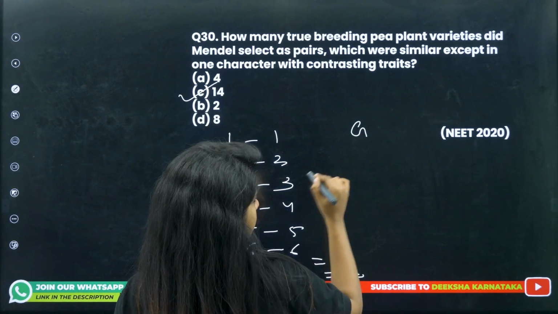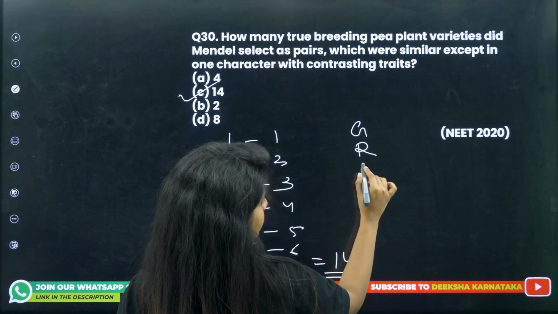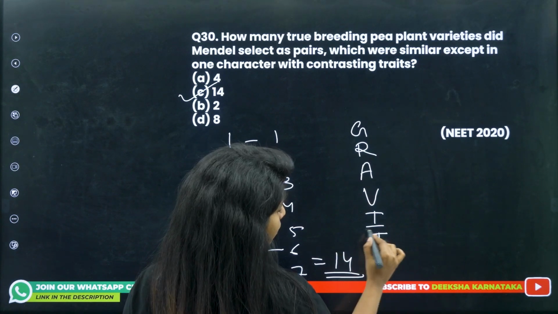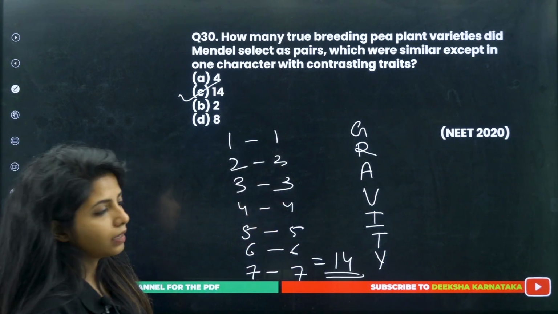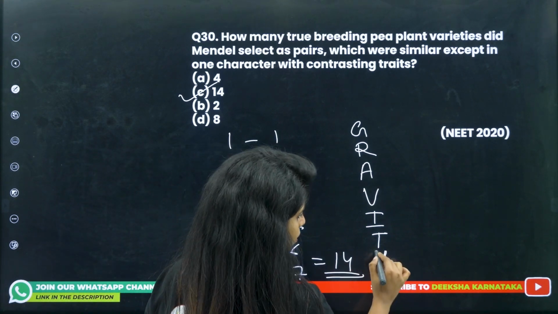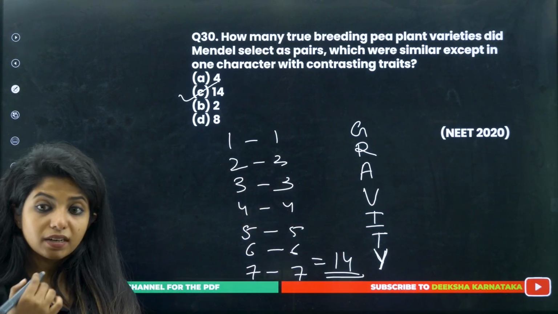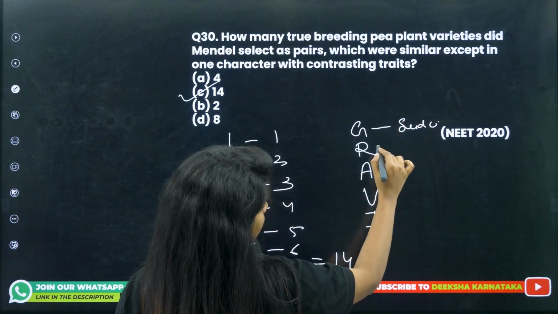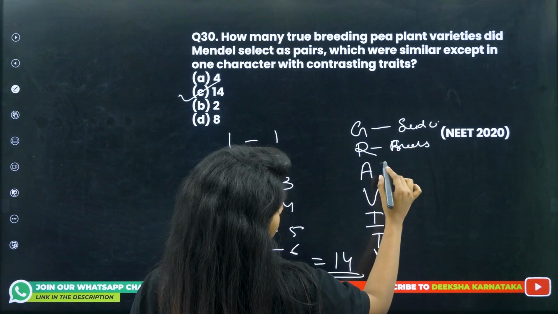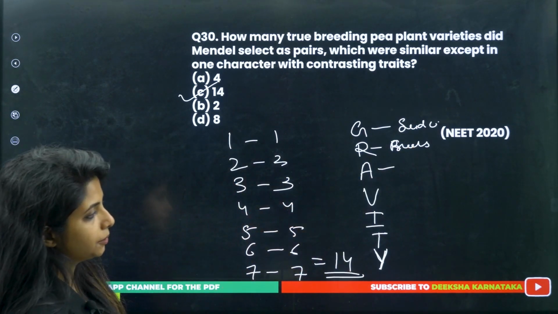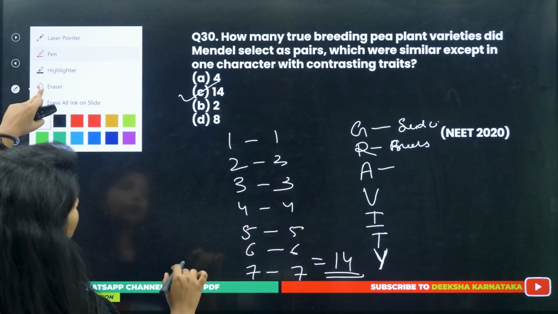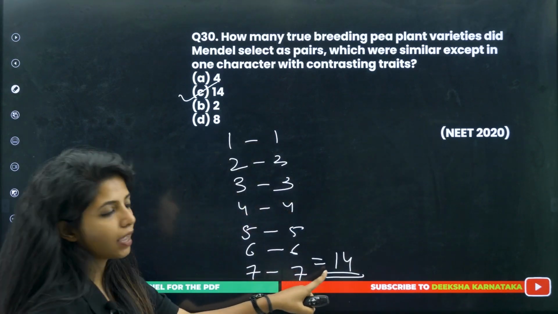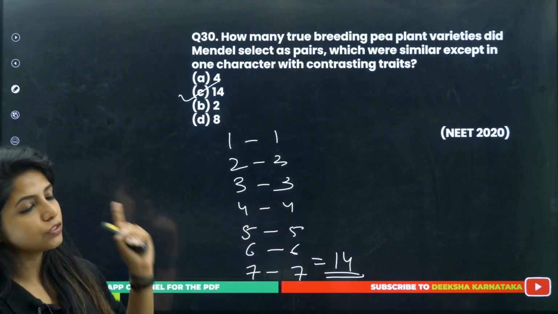You have green, round, axial, violet flowers, I for inflated, T for terminal, and Y for the color of the pod. Okay, now still I am forgetting. How can that be possible? So green is the seed color, just imagine. Okay, R is seed shape. Okay, anyways, leave. I don't want to make you confused anyhow. So there were 4 characters and it was total of them were 14. So basically the answer will be 14 children.